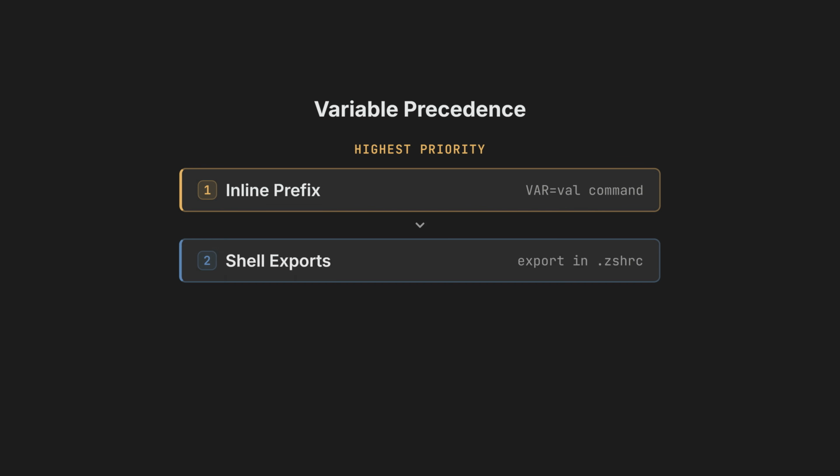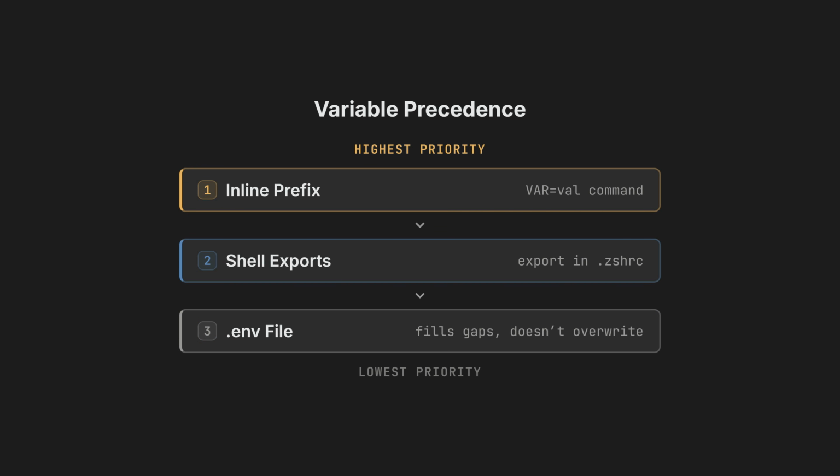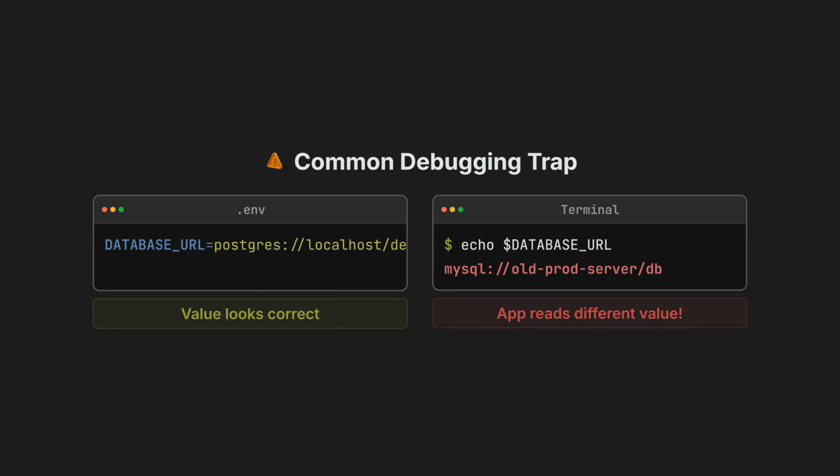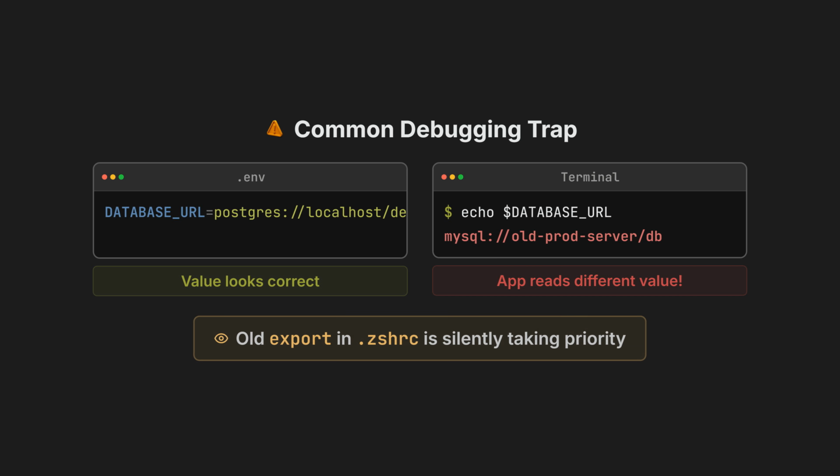Most of these tools, including dotenv, will not overwrite a variable that already exists. If your shell profile exports DATABASE_URL and your .env also sets it, your shell profile wins. The .env file fills in gaps. It doesn't overwrite. So this can be one of the most common debugging rabbit holes. You're staring at your .env, the value's right there, but your app reads something different. An old export in your shell profile is silently taking priority, so don't forget to look there.